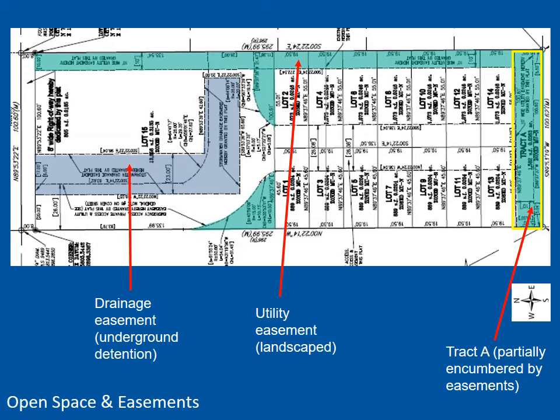This diagram shows the proposed drainage easement in blue and open space areas in green. The drainage will be accommodated in an underground detention facility in Lot 15. Tract A, at the south of the site, on the right of the screen, is designated as open space and is partially encumbered by utility easements. On the east side of the property, or the top of this diagram, there's a landscaped utility easement. This diagram does not show the entirety of the landscaped areas, just landscaped areas in easements or unbuildable areas. Some landscaping will be located on private property on the east side of the eastern townhomes.